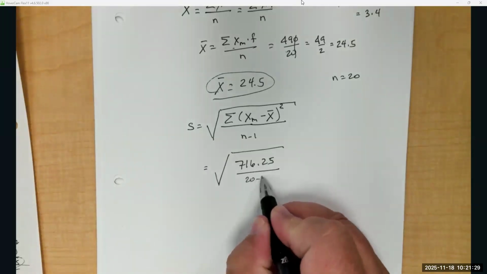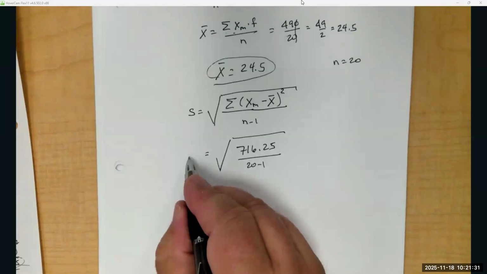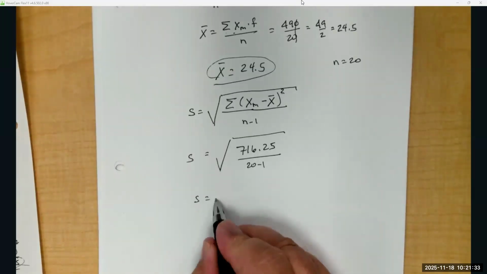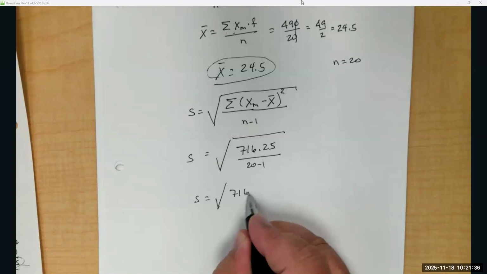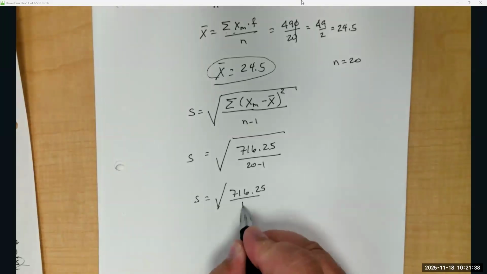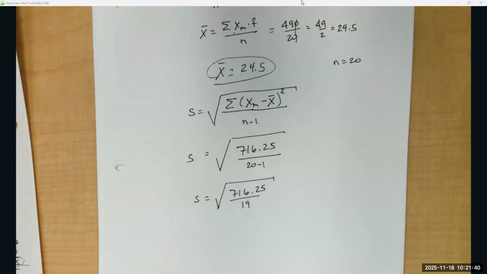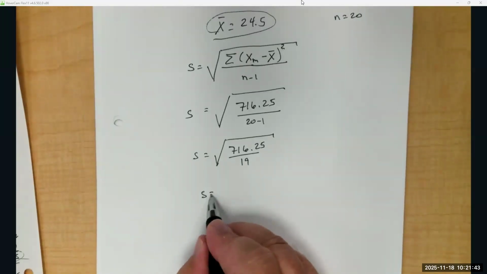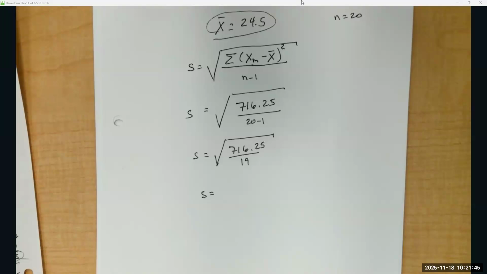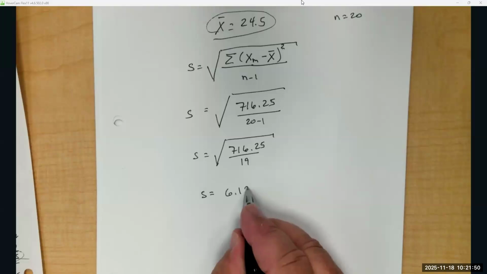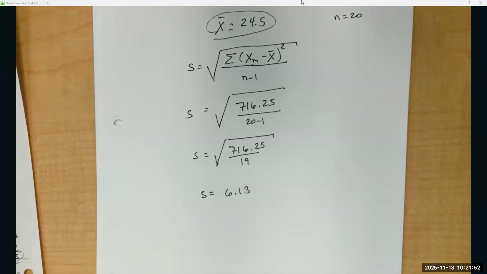And we have 20 minus 1. So what is 716.25 divided by 19? 6.13. That's the final answer?